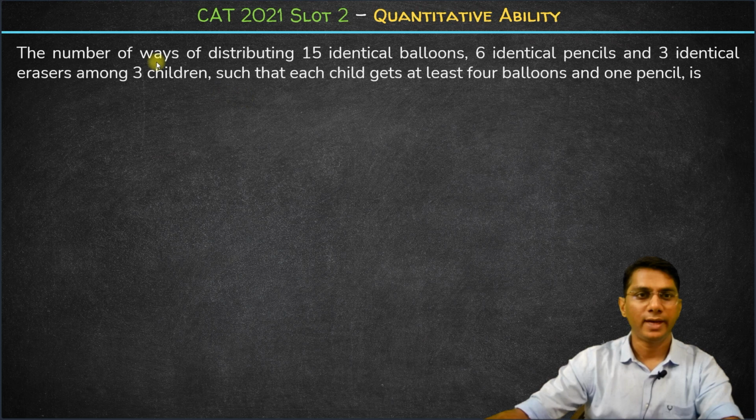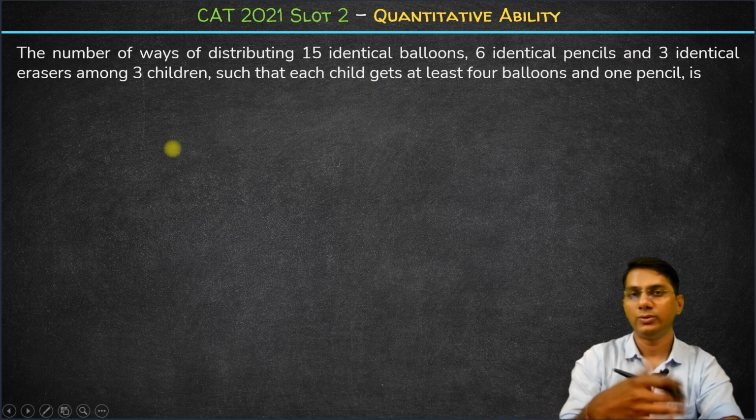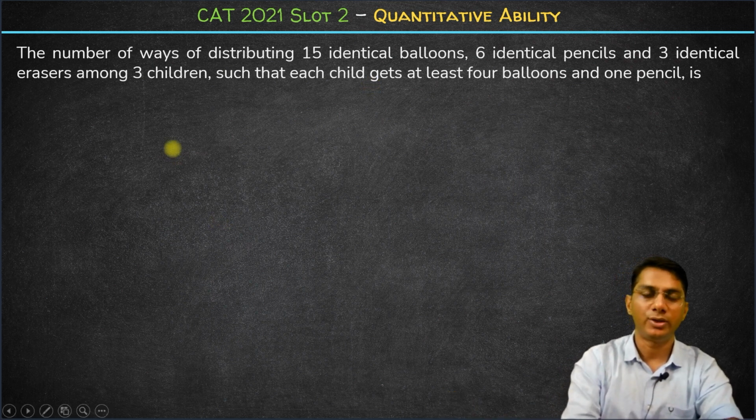Hi. So here we have the number of ways of distributing 15 identical balloons, 6 identical pencils and 3 identical erasers amongst the 3 children such that each child gets at least 4 balloons and 1 pencil is what? Now you'll have to use the formula of permutation and combination here.